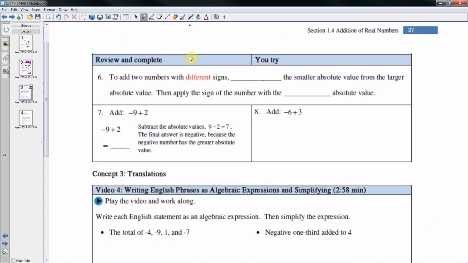So to add two numbers with different signs, we are going to subtract. I say subtract, and then apply the sign with the larger absolute value. Alright, negative 6 plus 3, subtract them. 6 minus 3 is 3. The 6 is larger, so it stays negative.